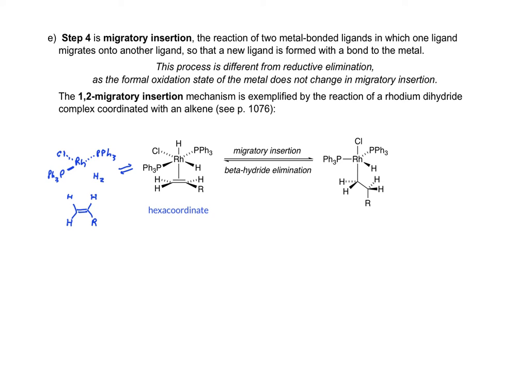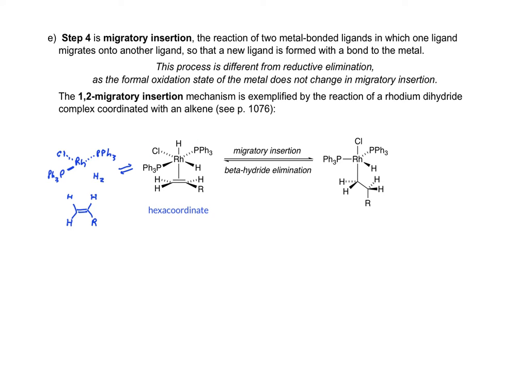Notice that the bulky triphenylphosphine groups are on opposite sides of the rhodium coordination sphere. These are trans. That is the sterically most favored geometry.